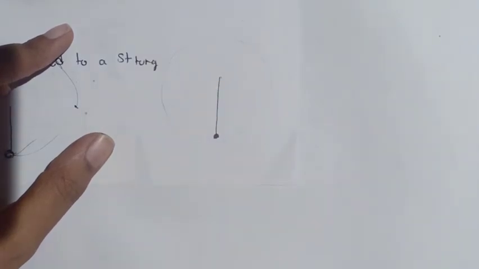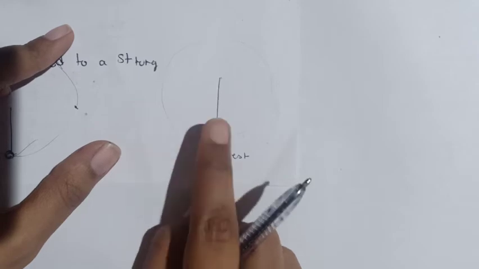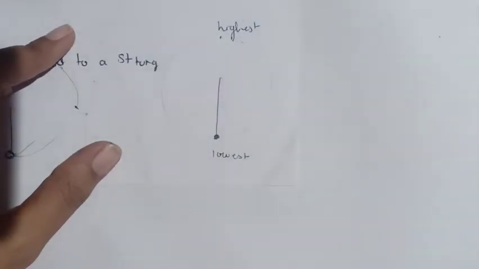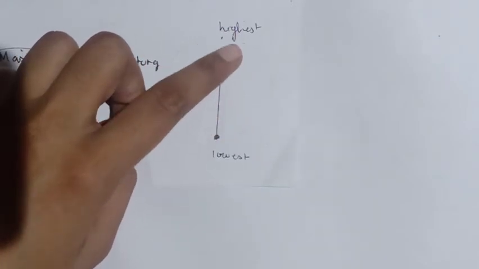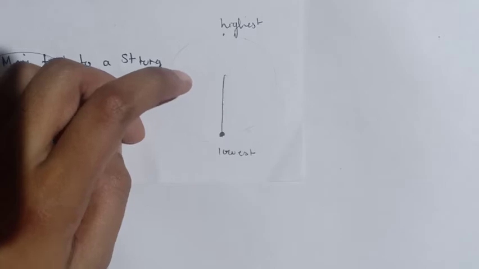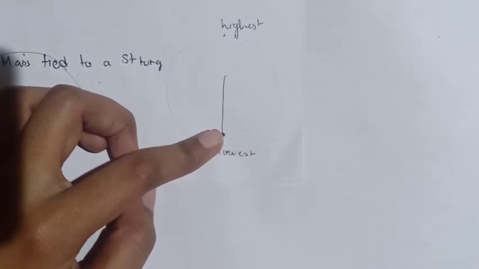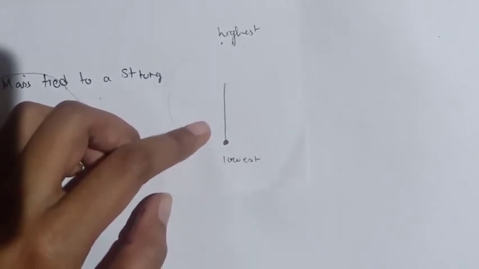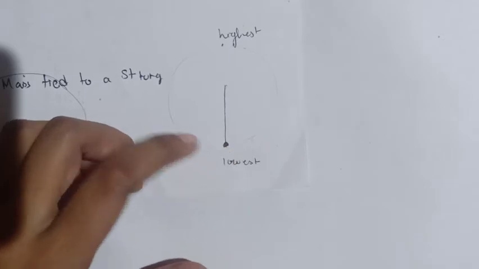Now what does it actually mean? This will be the lowest point, and this point will be the highest. As the body moves from lowest to highest, the speed of the body goes on decreasing because gravity opposes the motion of the body. When it moves from highest to lowest, the speed obviously will increase because now gravity helps. Hence the speed of the body is minimum at the highest point and maximum at the lowest point.